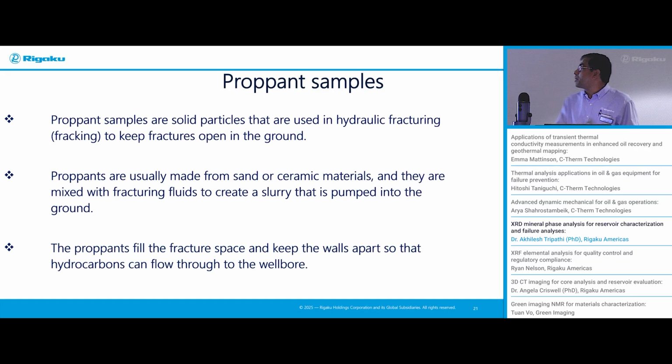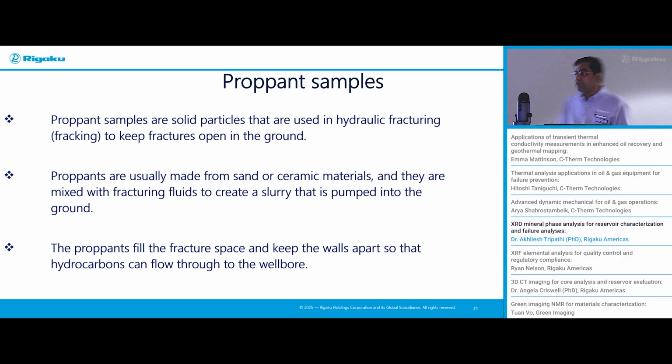So first, what is a proppant sample? Proppant samples are solid particles that are used in hydraulic fracking to keep fractures open in the ground. Proppants are usually made from sand or ceramic materials, and they are mixed with fracking fluids to create a slurry that is pumped into the ground. So we have to remember, this is something we are pumping into the ground.